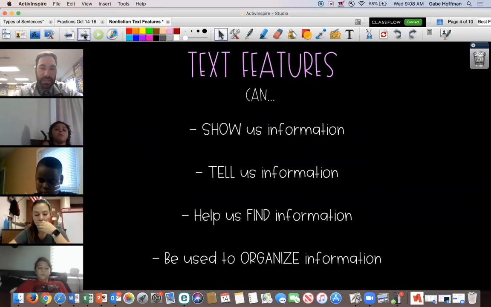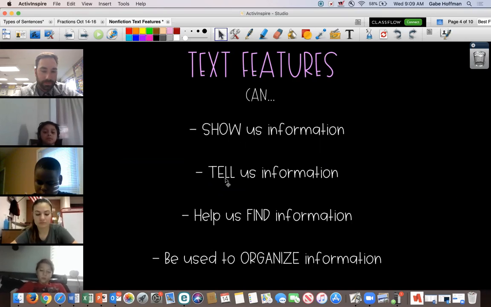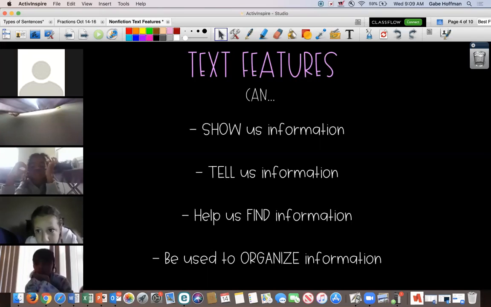So there's a few different things text features can do. Jay, can you read this first one right here? Show us information. Yep, so that may be like a diagram or a picture or an illustration or a photograph. So they actually show us. CJ, can you read the next one underneath that one? Tell us information. Yeah, when we say tell us information, it may mean that there's extra text, more typed words, just not a part of the main text, that help teach us more information.